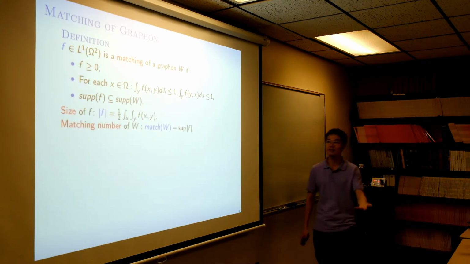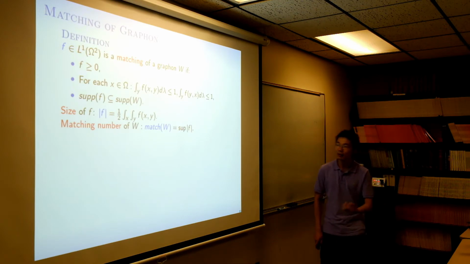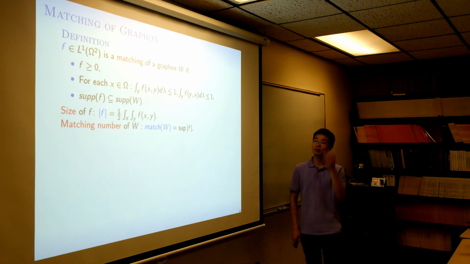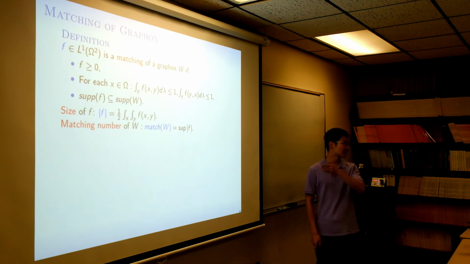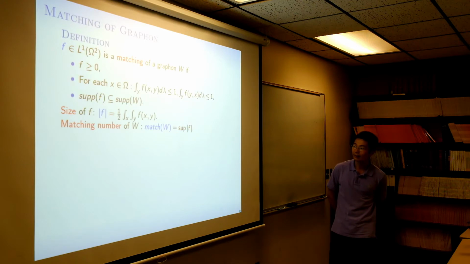And again, we have the size, which is the integral of the function, divided by 2 just to normalize, doesn't matter. And the matching number is, again, because we are looking at functions, there are infinitely many of them, so it is the sup of the size of f over all possible fractional matchings. Okay. And I use sup.